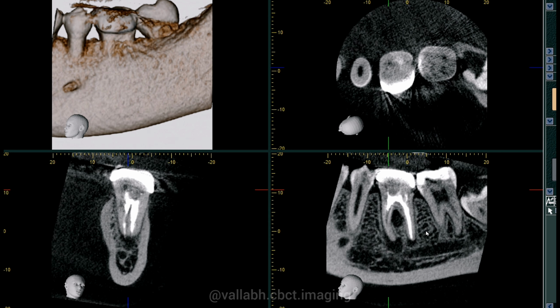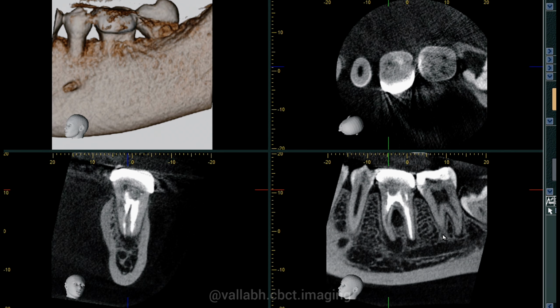Everyone, my name is Dr. Vallabh Chawla, and today we'll be doing a case report on root stripping as seen in mandibular first molar teeth. Also, we'll be seeing a case of crack line in the same tooth of concern. The patient basically came with a chief complaint of pain in the lower left side.